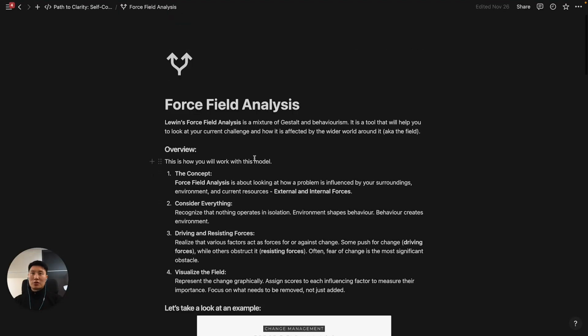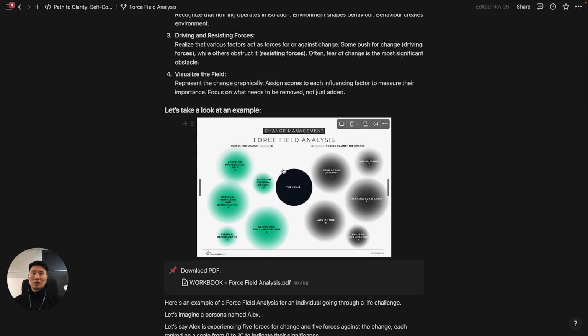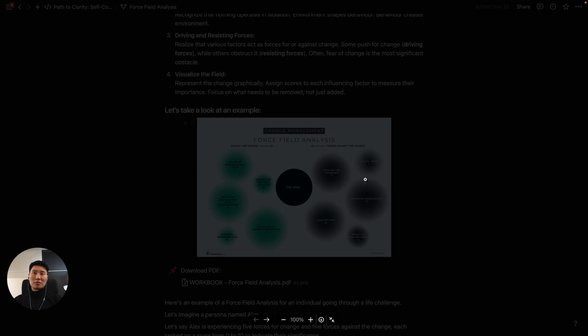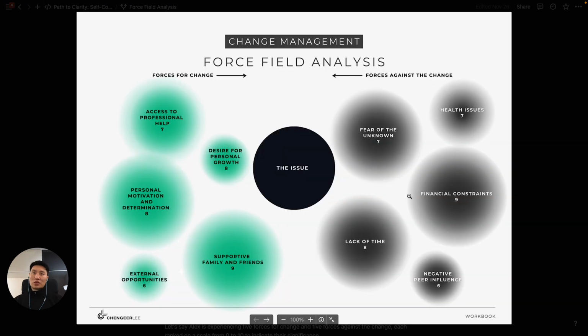Okay, so force field analysis. You can read through the concept, but I want to take a look at the example, right? Force field analysis. Here's an issue. Let's say our person Alex is going through some stuff in life and they want to take a look at what's happening. This is how they can map it out.